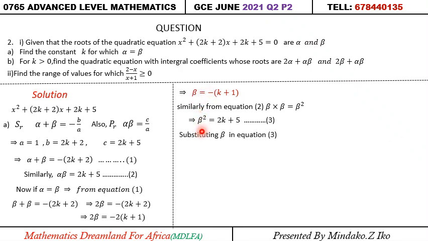So at the end of the day, we will have this. My beta is negative of k plus 1, and I have to substitute my beta in the place of beta squared. It means I will put my beta here and then I square it. My beta is negative of k plus 1, and then I will square the beta. So I've squared everything here. But our beta squared is equal to 2k plus 5. So our negative of k plus 1 all squared will just be equal to 2k plus 5, since beta squared is equal to 2k plus 5.